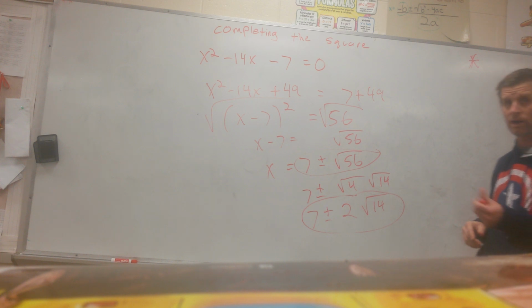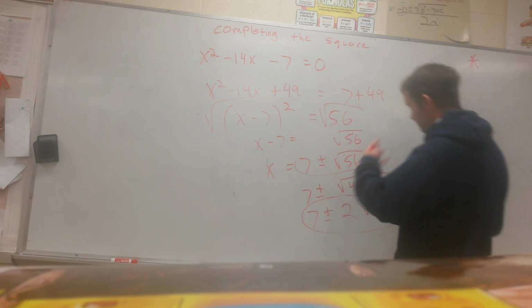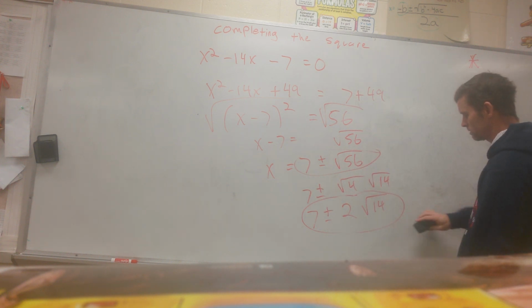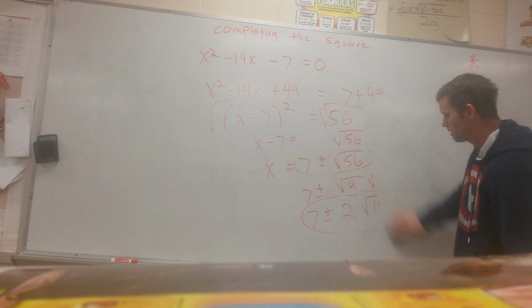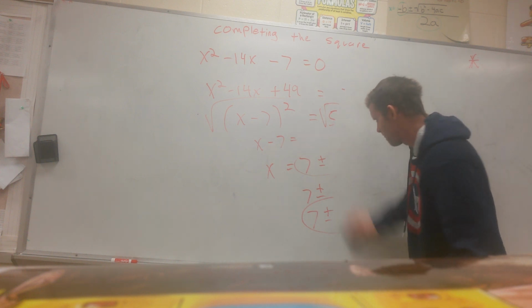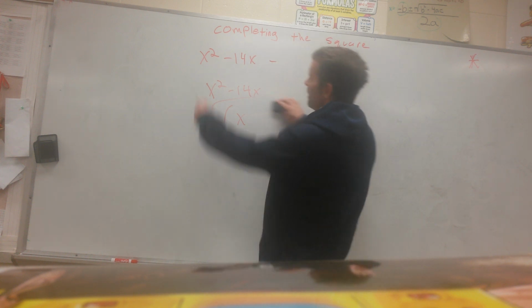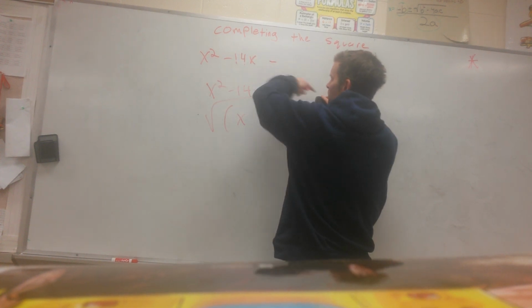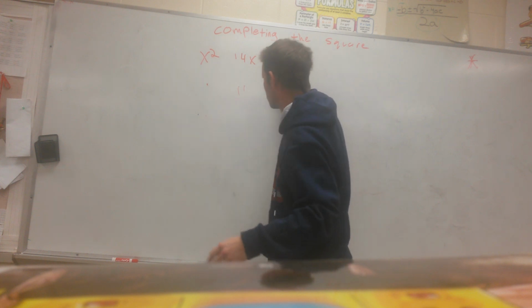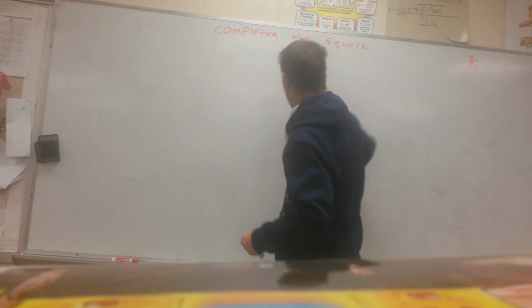That's completing the square. Now, with one little twist. So I'm going to cover this up. I'm going to erase this. If there's a factor that can be pulled out of all of them, by all means, slurp it out. You guys have already learned how to do that.